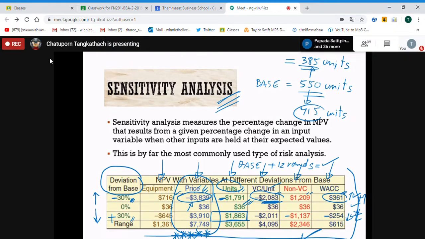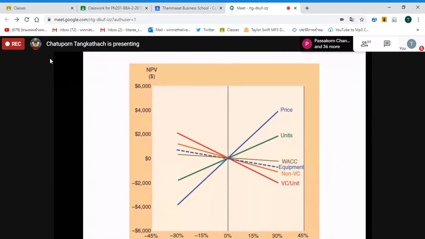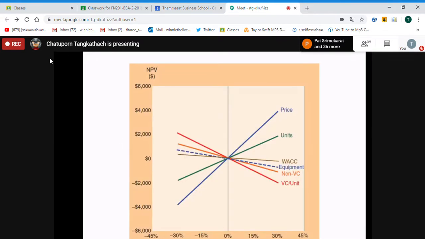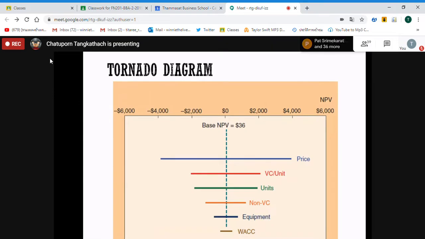Okay, this is the first method only. Now, from the result of the sensitivity analysis, all the numbers there, you can draw a graph, two types of graph here. This is one of them. This is another one of them. Tornado diagram.